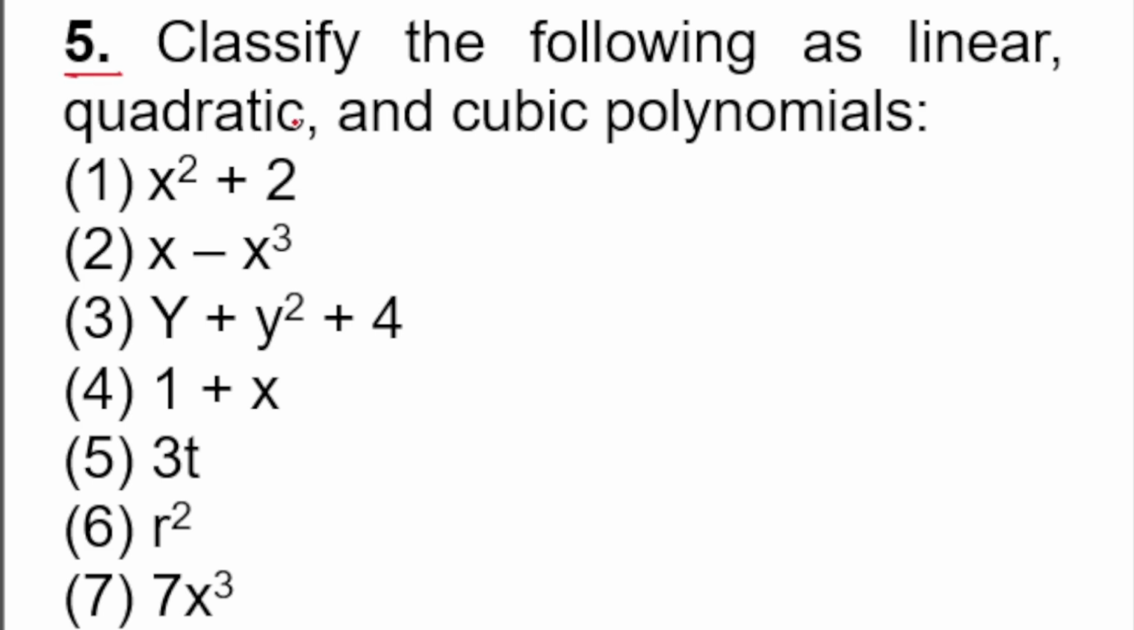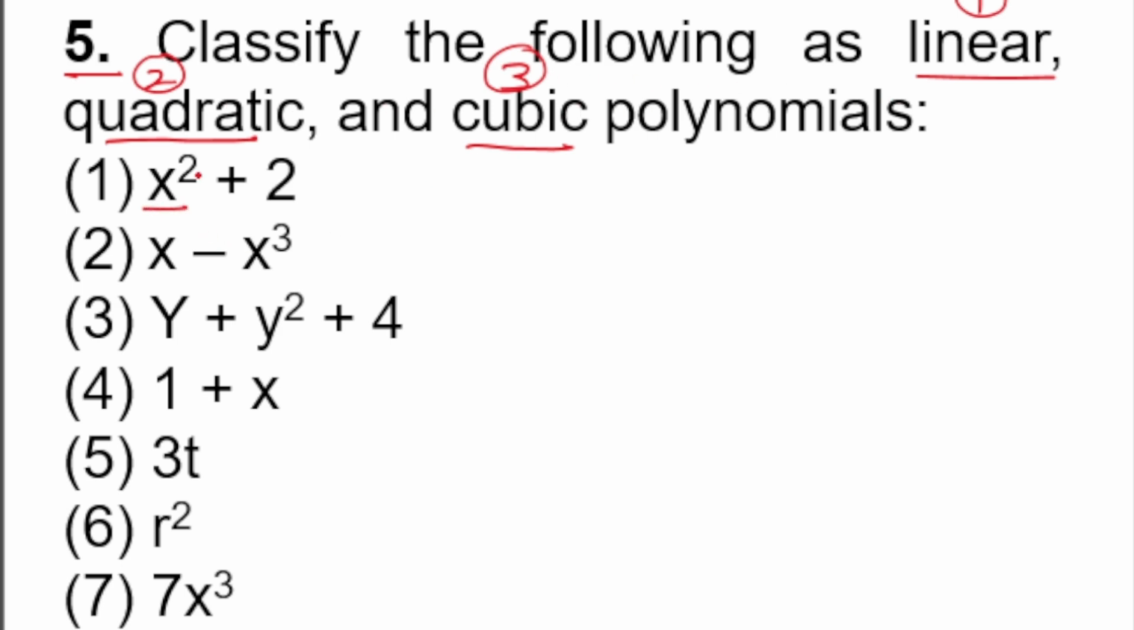Well, this is question number 5. In this case, they are asking to classify the following as linear, quadratic, and cubic polynomial. So we have to answer which type of polynomial it is, whether it is linear, quadratic, or cubic. Linear means the highest power should be 1. In quadratic, the highest power should be 2. Or in cubic, it should be 3. That means the degree should be 1 in case of a linear polynomial. And in a quadratic polynomial, the degree should be 2. And in a cubic polynomial, the degree should be 3.